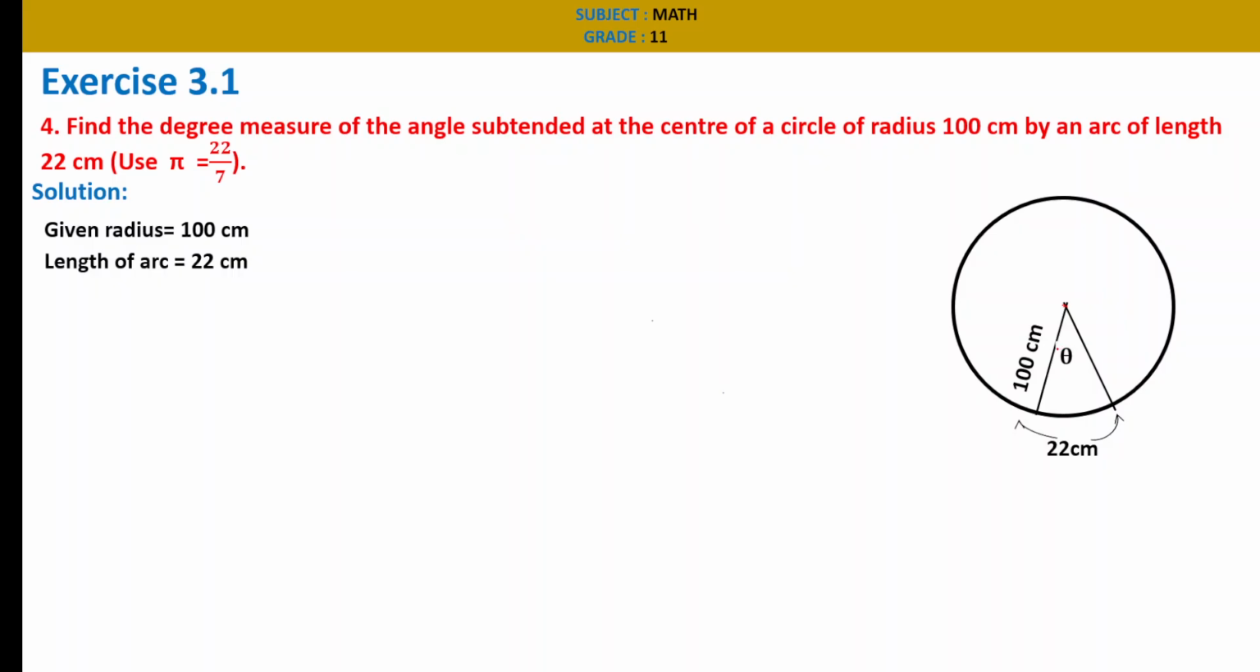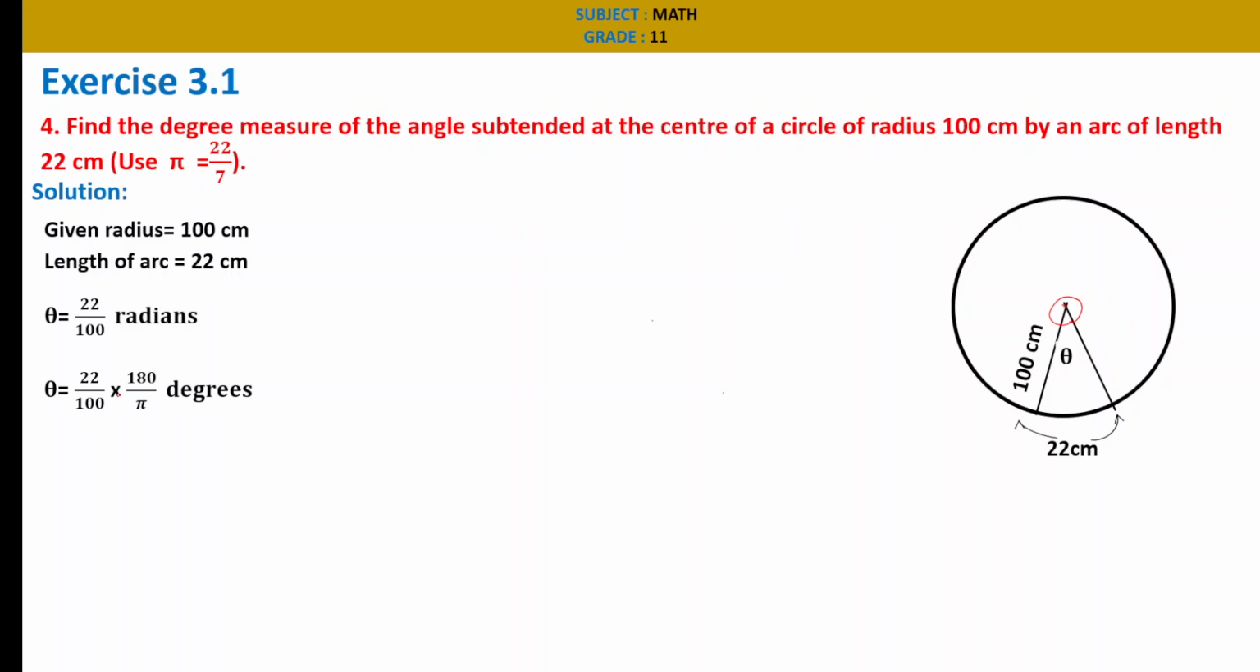Now, theta can be written as 22 by 100 radians, because the total angle in terms of radians is 2 pi radians. So, this is nothing but the arc divided by the radius. That is, the arc length is 22 centimeters and the radius is 100 centimeters. Therefore, theta is equal to 22 by 100. Let us convert this theta into degrees.